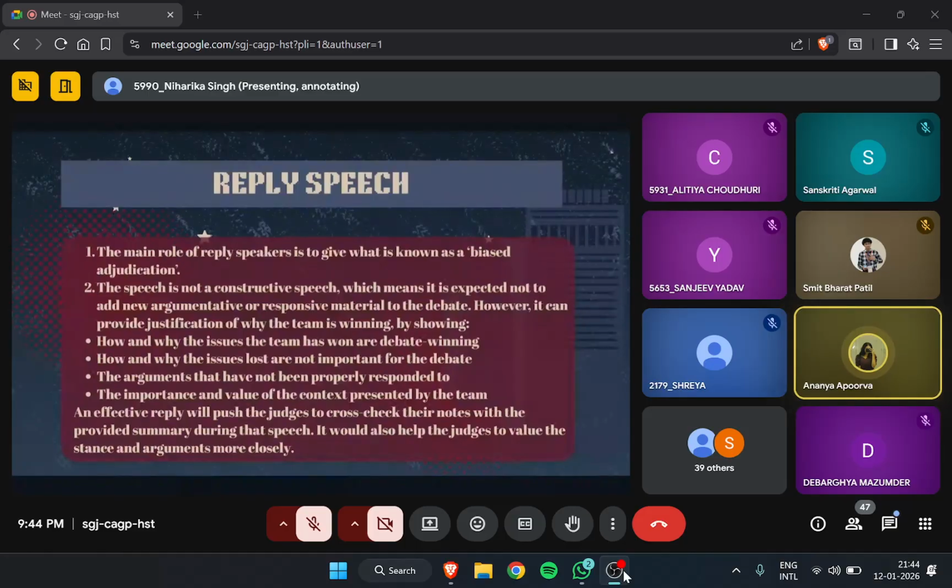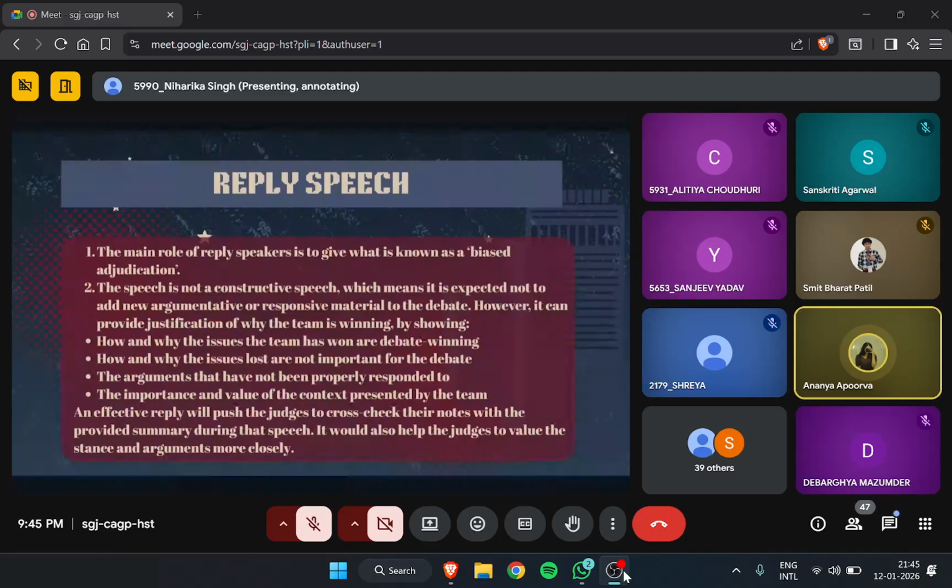Hi everyone, I'm Ananya. I'll be explaining what reply speeches are. The main role of reply speakers is to give what is known as a biased adjudication. What that means is to analyze the debate to prove how the most critical issues have been addressed and justified by your bench, your side, or your team, and how other teams fail to address the core burdens of the debate. Burdens, as has already been explained by Udichi, are the core or critical issues that need to be addressed in your debate.